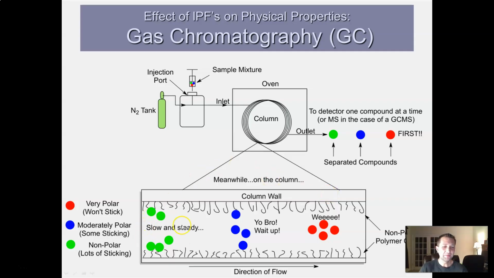So non-polar components are attracted to the wall. They stick to it, right? They don't travel as far. The polar components will fly out. They'll come out first. And you'll see this readout at the end. And you can see what the different peaks are. You can see what came out of the gas chromatography machine first, all the way through last. Really neat if you get a chance to do that in college.